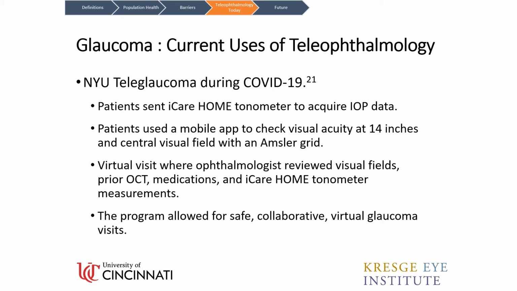NYU put this into practice during the COVID-19 pandemic. Patients were sent eye care home tonometers to acquire intraocular pressure data. They used a mobile app to check their visual acuity at 14 inches and an Amsler grid to check their central visual field. During a virtual visit, an ophthalmologist reviewed visual fields, prior OCT, patient medications, and eye care home tonometer measurements, allowing for safe, collaborative virtual glaucoma visits during the COVID-19 pandemic.